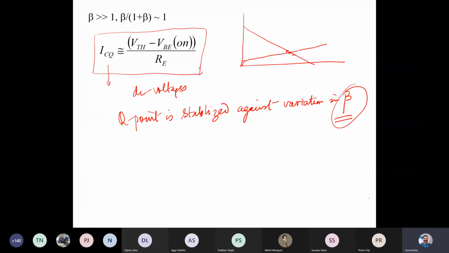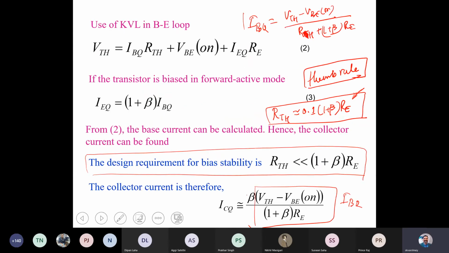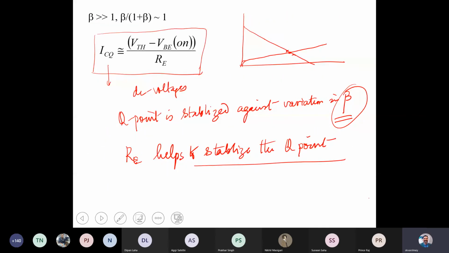So what you see is that RE helps to stabilize the Q point. As beta and RE are together in the equation, if RE is not present, what do you have? If I write down the equation here, if I have a blank page, let's say you have the circuit.